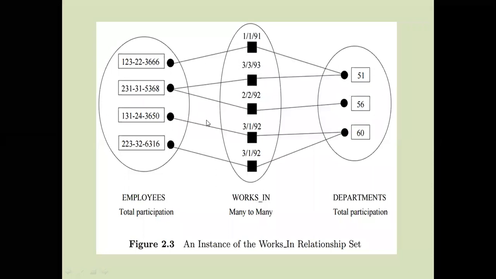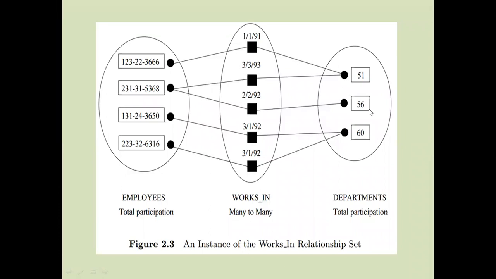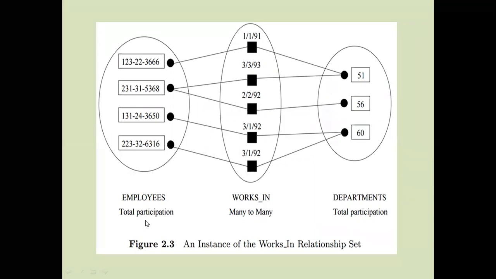At the same time, he is working in the 56 department also, from 2 to 92. Okay, so if you observe here, this is the total participation. That means each and every employee has participation. Am I right? That's why it is represented as total participation.